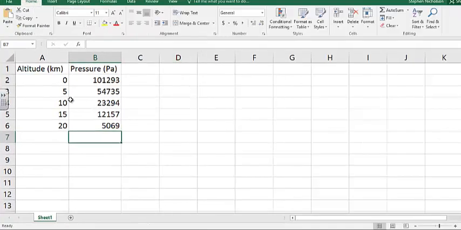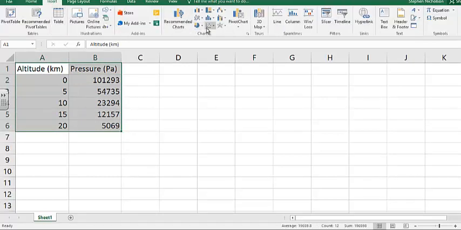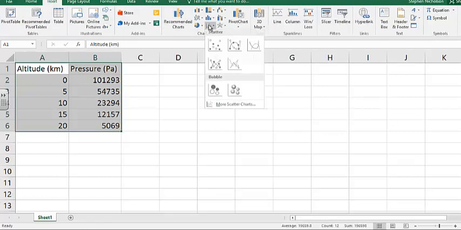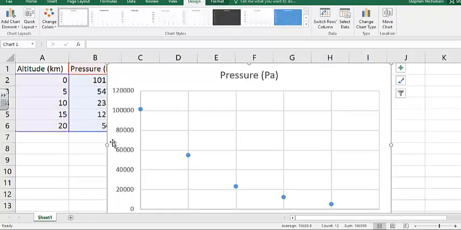So they said do a scatter plot. So let's show you how to do a scatter plot. The best thing to do is to highlight these two columns. Go to Insert. Go over here to Charts. See this little scatter plot? Pick the one that's a scatter plot. And there you go. So that's the scatter plot.